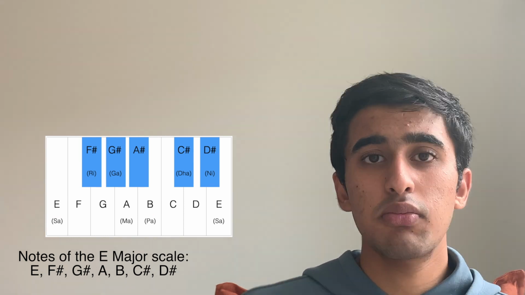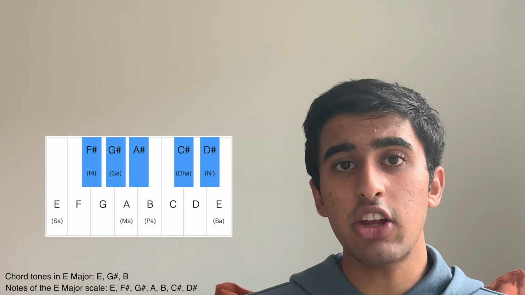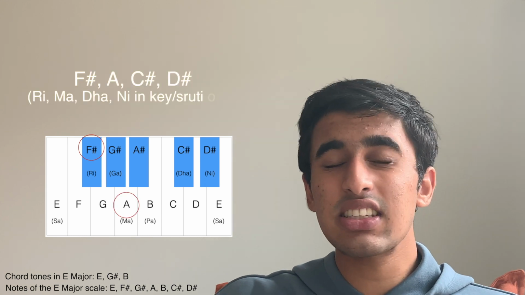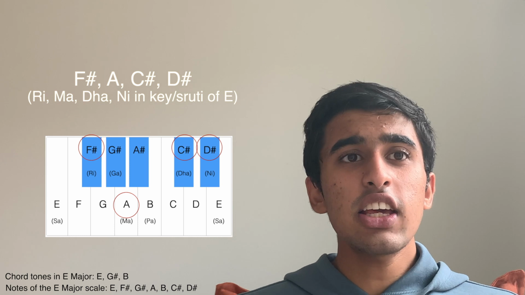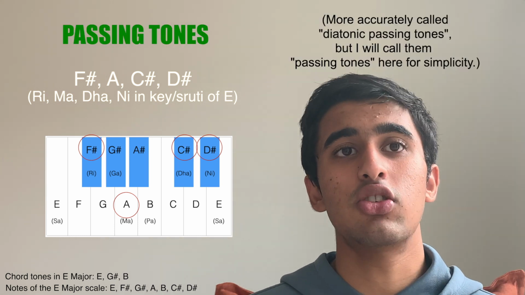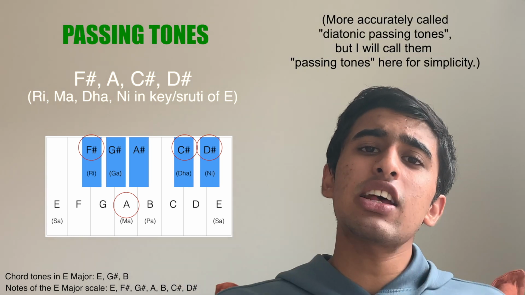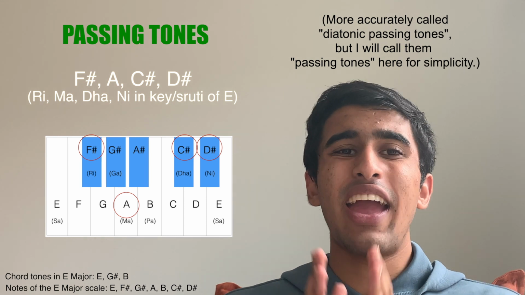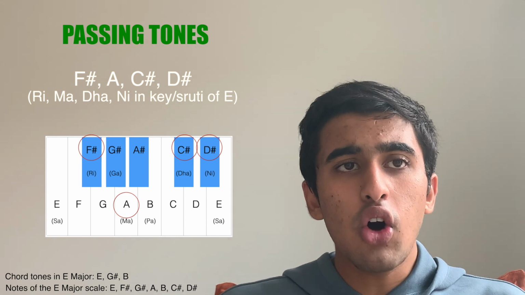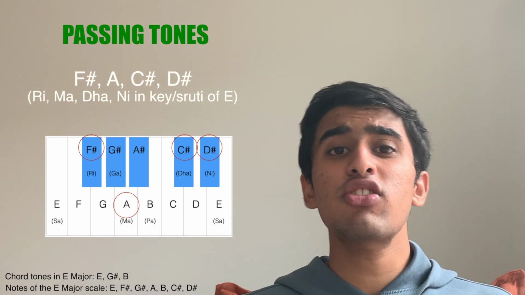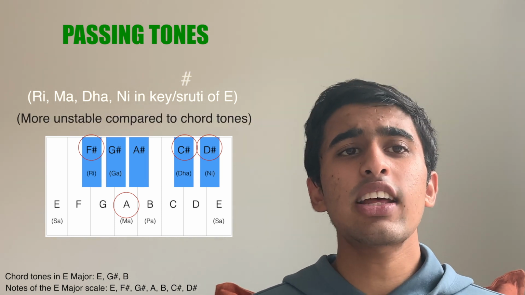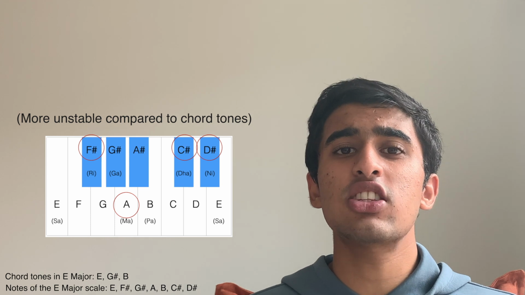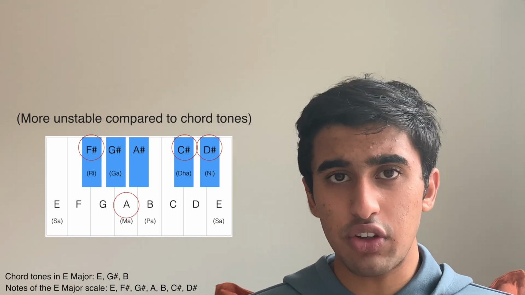So that's that. But what about the other notes in the E major scale? F sharp, A, C sharp, D sharp. Well, these are generally called passing tones, which are notes that you generally pass through in a melody but often don't end a phrase on. So all of these passing notes are comparatively unstable compared to the chord tones that we looked at earlier. And that's why phrases or melodies don't end on these passing notes as often.